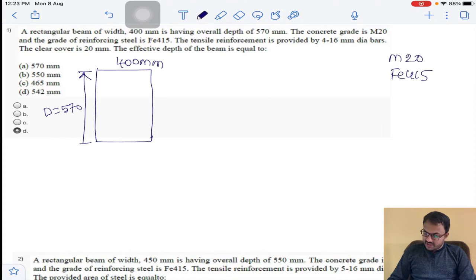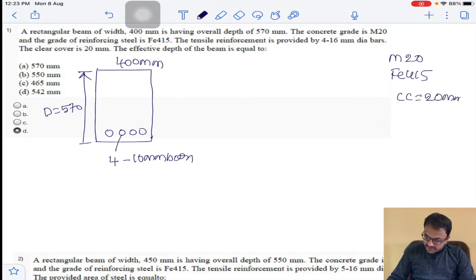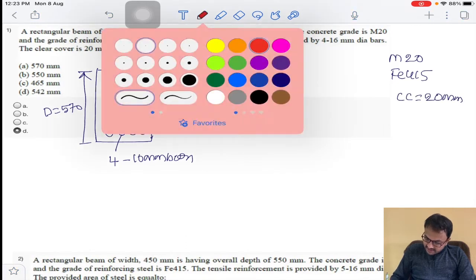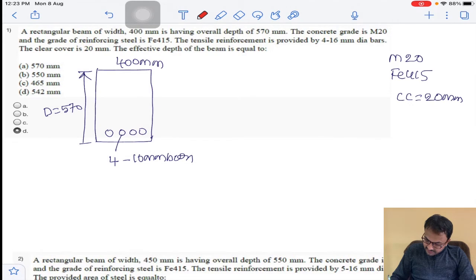The tensile reinforcement is provided by 4-16 mm dia bars, the tensile reinforcement that is provided in the tension zone. So he has provided 4 bars of diameter 16 mm and the clear cover is 20 mm. Clear cover means it will not include the reinforcement, from the bottom face of reinforcement to the bottom of the beam. This is 20 mm.